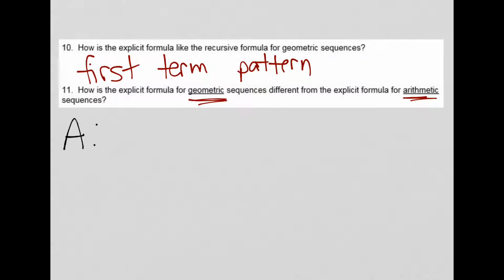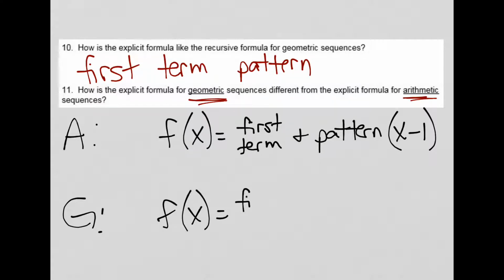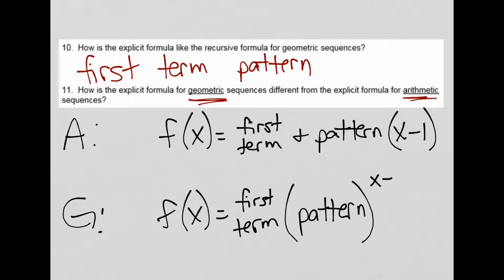So the arithmetic one looks like f of x equals the first term plus the pattern, and then we had in parentheses x minus 1. Big font. That's not an exponent. The geometric sequence, a lot of it is similar. We start the same way with our first term. But then we are going to multiply by the pattern because it's geometric and that's what you do. Then we're going to raise it to an exponent of x minus 1.